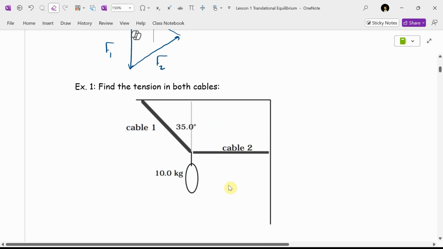Example 1 says, find the tension in both cables. I'm going to call cable 1 T1. I'm going to call cable 2 T2. Or if they don't label them, sometimes I'll call them TL for left and TR for right, but I will label them. They want me to find the tension in both cables. You could do this with components. We're going to choose not to. Instead, we're going to say this is a good job for a free body diagram.